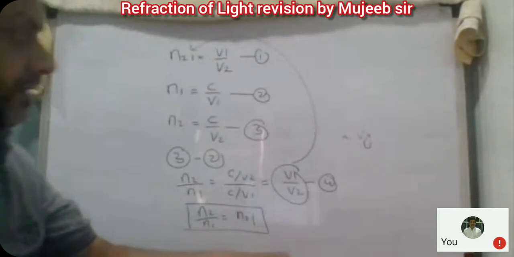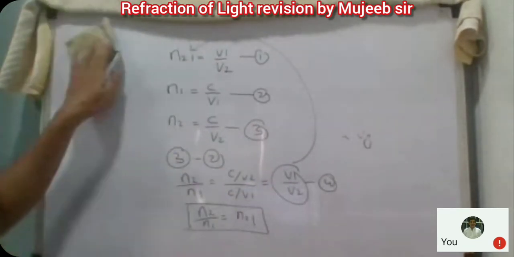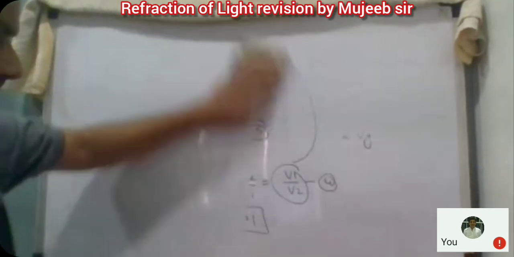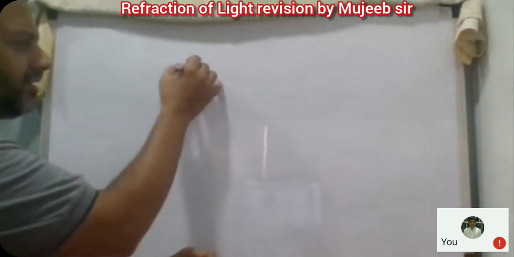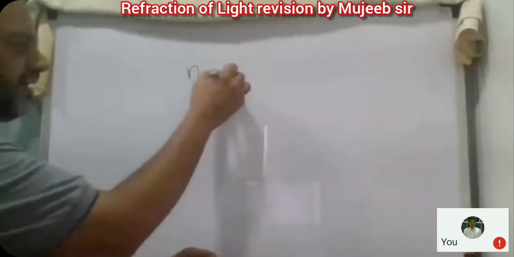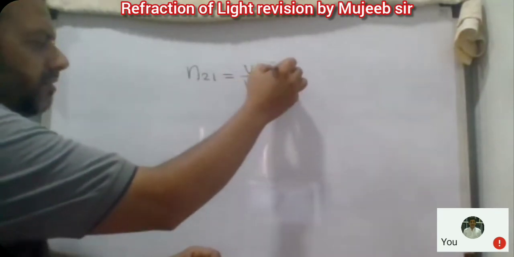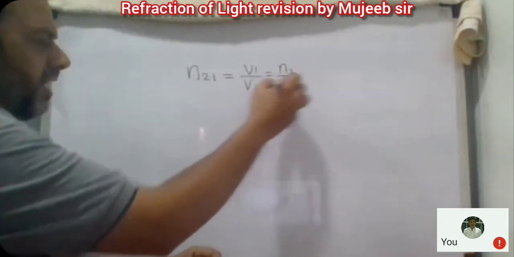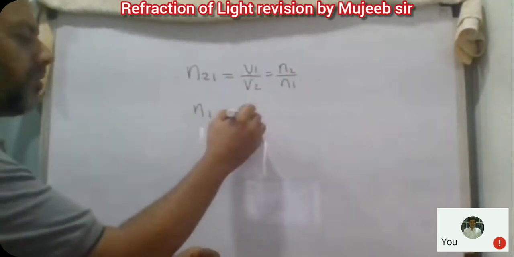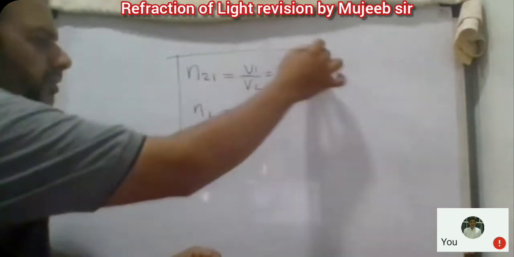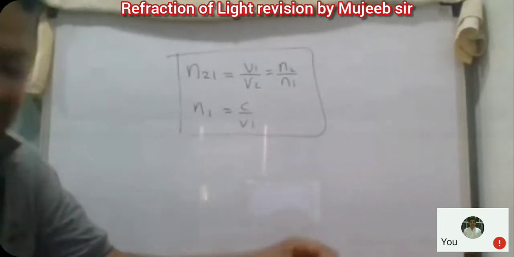Got it. So in this way, practically when you go to solve the question paper, you have to use only two formulas for the refractive index. Other formulas are not useful. Those formulas are: the refractive index of the second medium with respect to the first medium is equal to V1 upon V2, which is equal to N2 upon N1, and then one formula N equals C upon V. Only this much you have to use while solving the numericals.